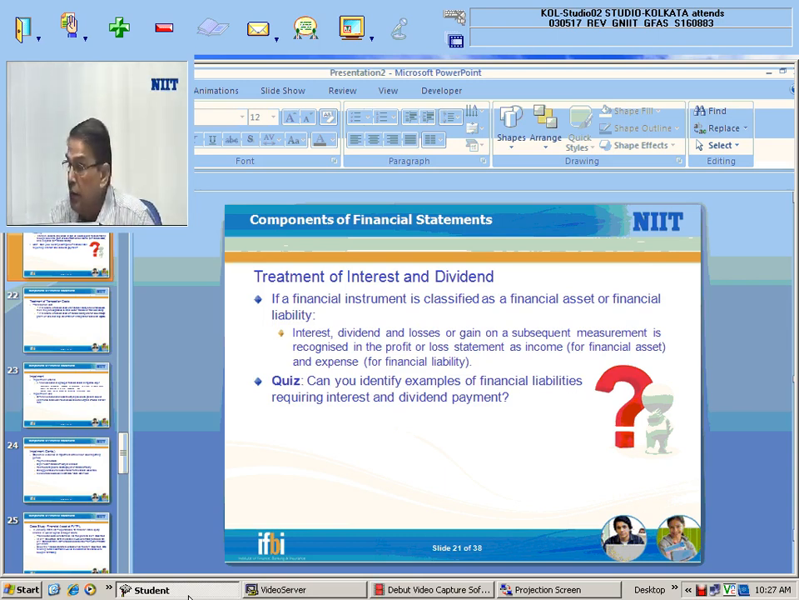Similarly, equity instruments issued by an entity will require payment of dividend, like preference shares or ordinary shares issued by an entity, and the shareholders will be paid dividend. So these are basically financial liabilities which require dividend payments. Preference shares is an example.